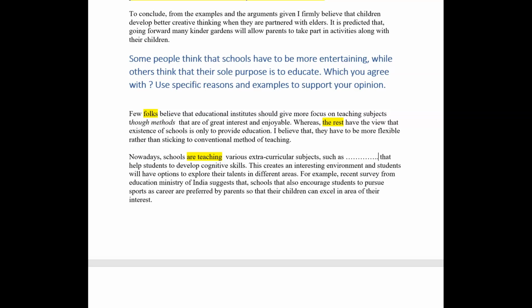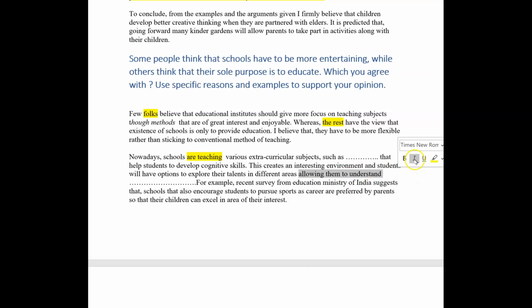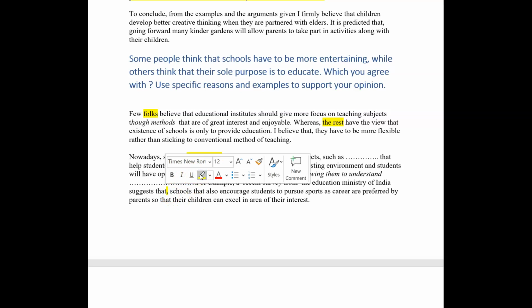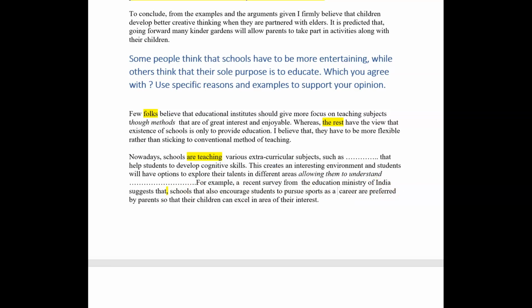Such as, so you could give me an idea here. Interesting environment, and the students have options to explore their talents in different areas. Okay, and then expand here, allowing them to understand more about the world or understand more about their own skill set. So expand. This is really, really important for task achievement and fully developing your argument. You need to have a recent survey. So now it needs an article from the Education Ministry, capital letter, suggests that schools, no comma, okay, just keep going, that schools that also encourage students to pursue sports as a career are often preferred. Okay, that's a nice example, well done.